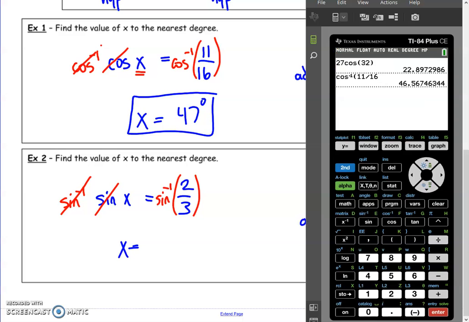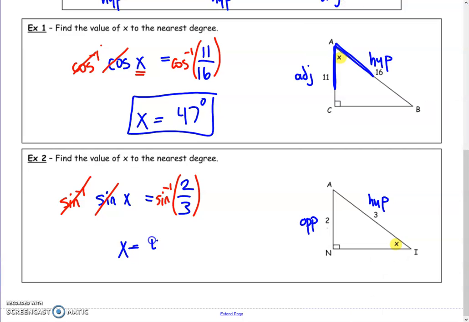In my calculator now, for this example, I would type in second sine, because that gives me the inverse sine, or sine -1, and then just type in your fraction, 2 divided by 3. All right, probably should be closing these parentheses, but if it's the last thing you do, it doesn't really matter. 41.8 rounded to the nearest degree is 42 degrees. Now we're finding angles here, so notice I put a degree symbol for each one. Make sure you put that in there, please.